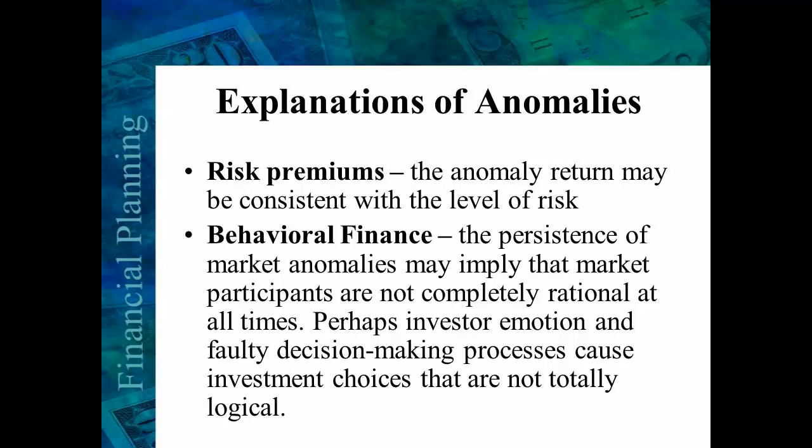How can an anomaly persist in a very efficient marketplace? There are 2 explanations that might explain the puzzle. First, risk premiums. The anomaly return might be consistent with the level of risk assumed. Behavioral finance premiums. The persistence of market anomalies may imply that market participants are not completely rational at all times. Perhaps investor emotion and faulty decision-making processes cause investment choices that are not totally logical.